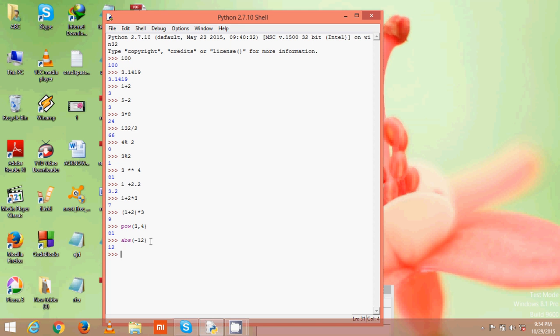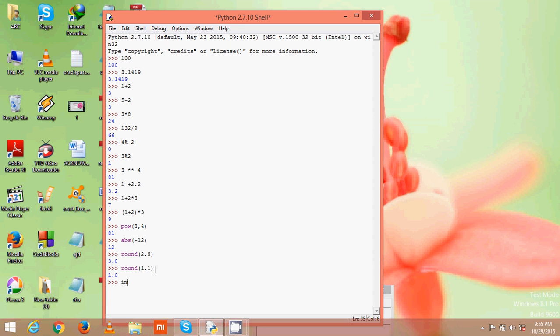You also have a round function, round(2.8). This will give you the integer nearest to the floating data type. For example, the nearest integer to 2.8 is 3. So you get 3. Round off 1.1, the nearest integer to 1.1 is 1.